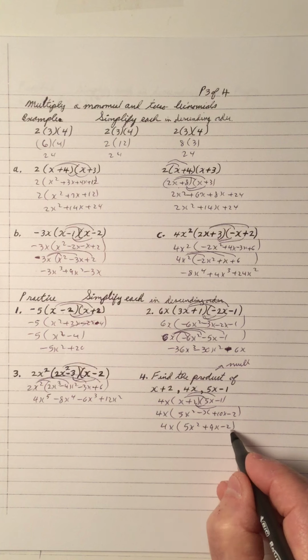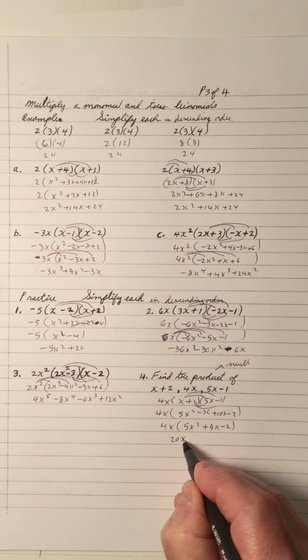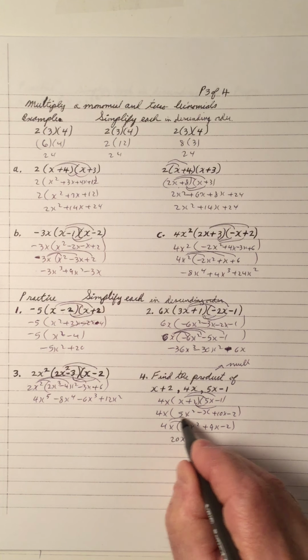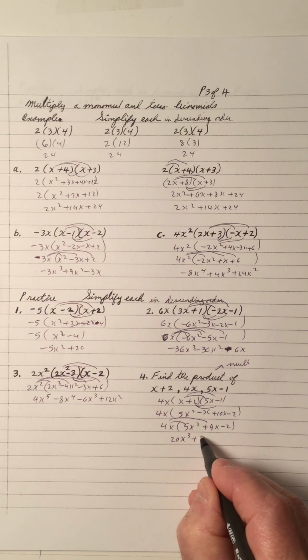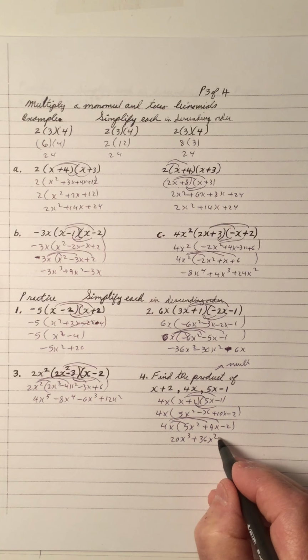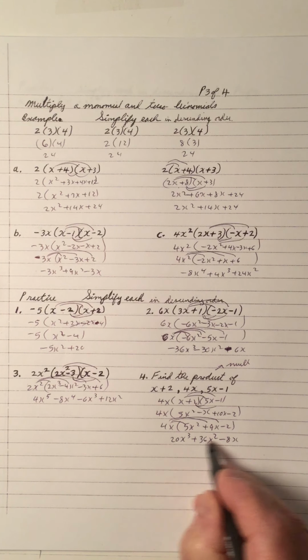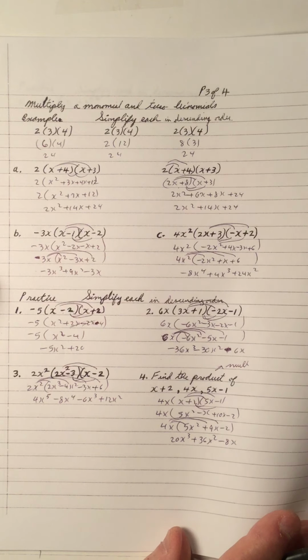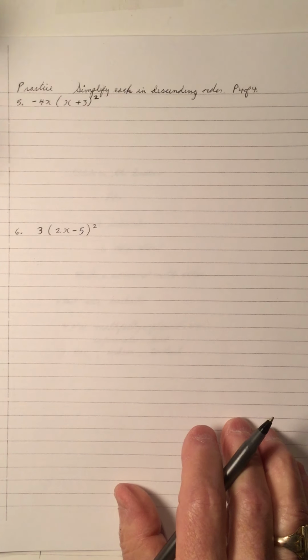And then 4x times these three: 20x cubed plus 36x squared and negative 8x, and they're in descending order. And we have a few more.